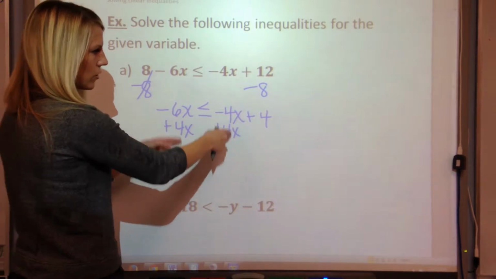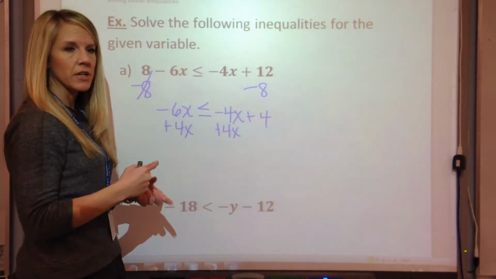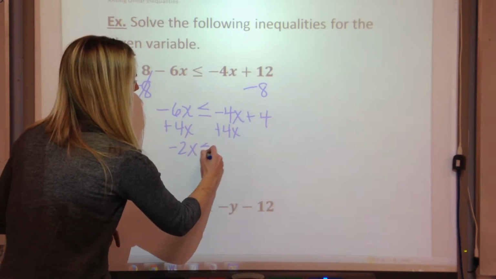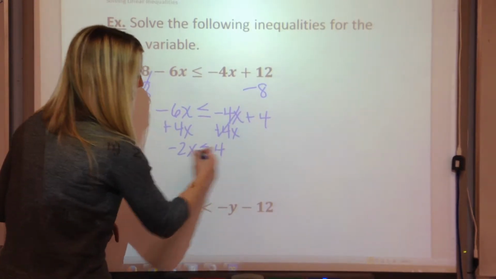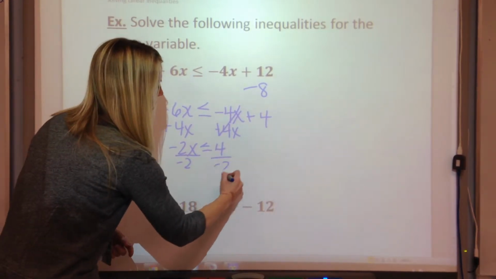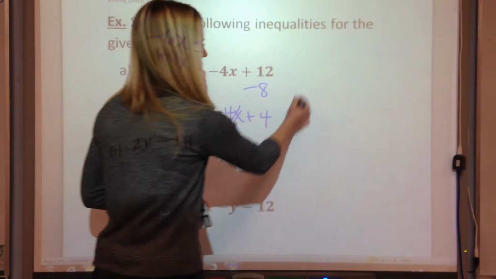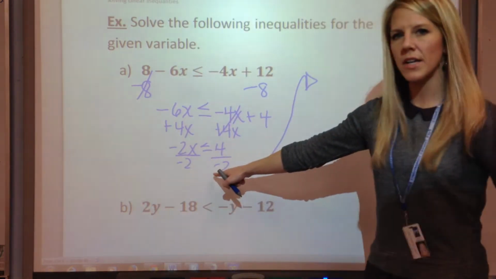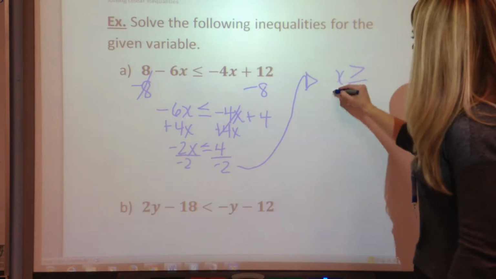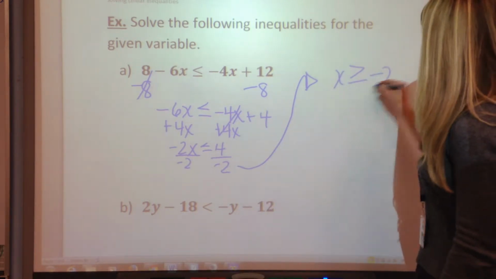Notice how I always line up my like terms as well. That keeps me from getting confused. Negative 6x plus 4x is negative 2x, is less than or equal to 0, 4. Get x by itself, so it's negative 2 times x, so I divide. So here's the huge thing that I have to do. We're dividing by a negative, so what happens to that sign? It flips. So x is greater than or equal to negative 2.